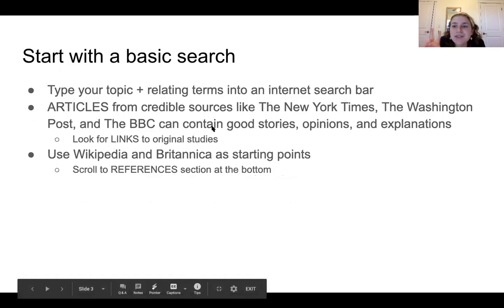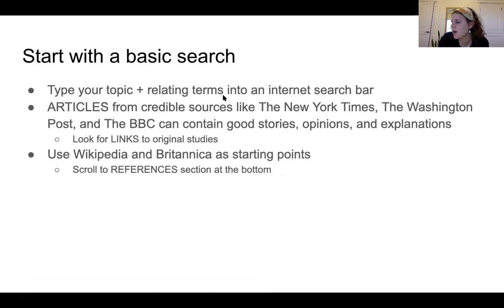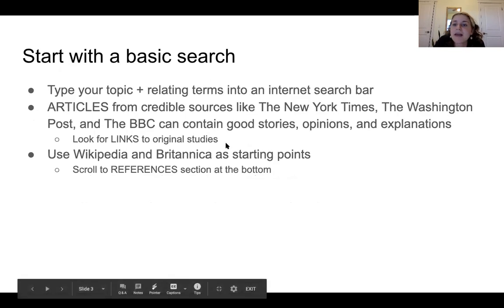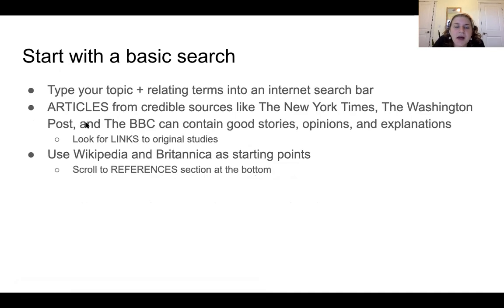There are two ways that you'll conduct research. The first is with a basic search. This is just a Google search or whatever search bar you use. You'll type your topic and any relating terms into search and just see what comes up. There are two kinds of sources that you'll find. The first are articles, from credible sources such as the New York Times, the Washington Post, the Atlantic, the BBC. These all contain good stories, opinions, and explanations, which I'll talk a little bit more about in a few slides.